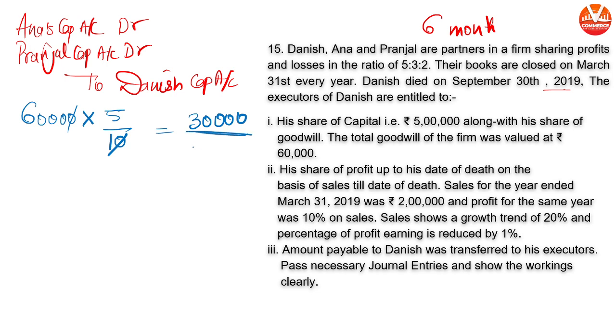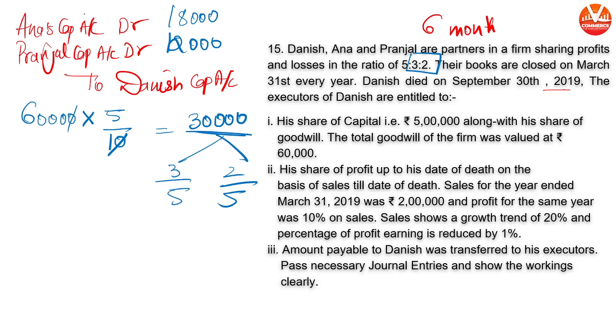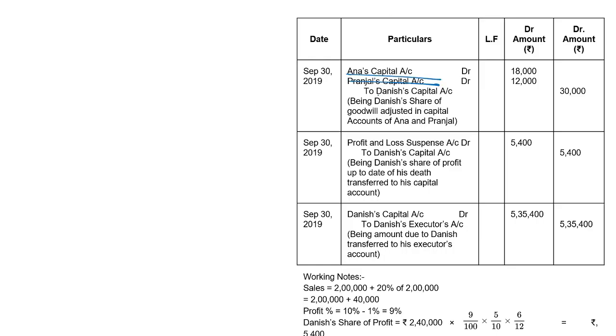Now this 30,000 will be distributed in the gaining ratio. Danish is retiring, so the ratio of the continuing partners will be the gaining ratio, because in this question nothing is mentioned about how the continuing partners are acquiring the share of the deceased partner. So this remaining ratio will be the gaining ratio. 30,000 will be distributed as 3 by 5 and 2 by 5 between Anna and Pranjal, so it will be 18,000 and 12,000. So this will be the journal entry for goodwill: Anna's capital account debit, Pranjal's capital account debit to Danish, 18,000, 12,000 and 30,000.